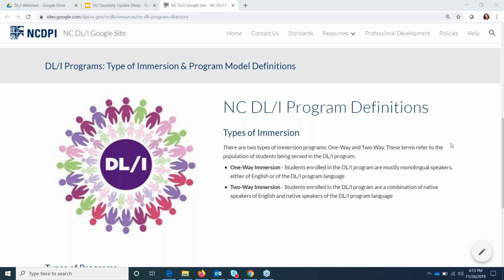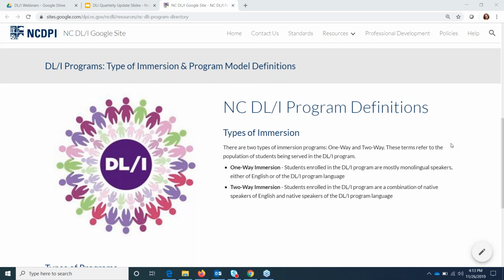In one-way immersion, students who are in the DLI program are mostly monolingual speakers. Typically, that means mostly native speakers of English, and they're being immersed in the DLI program language. They might also be in a one-way immersion program if they're mostly speakers of the DLI program language. We have a couple of one-way immersion programs in North Carolina that actually serve primarily native Spanish speakers, but again, they're in one way because they're being immersed in both languages.